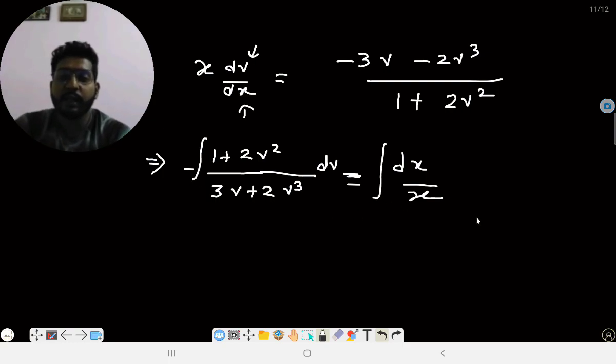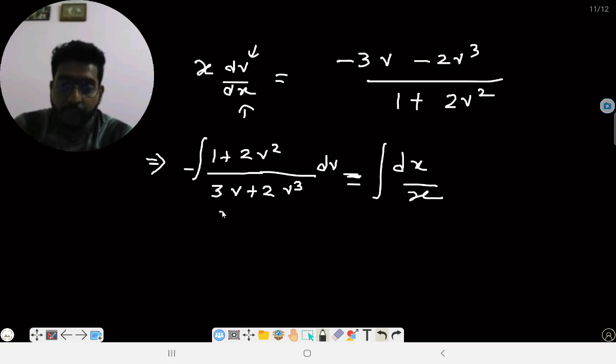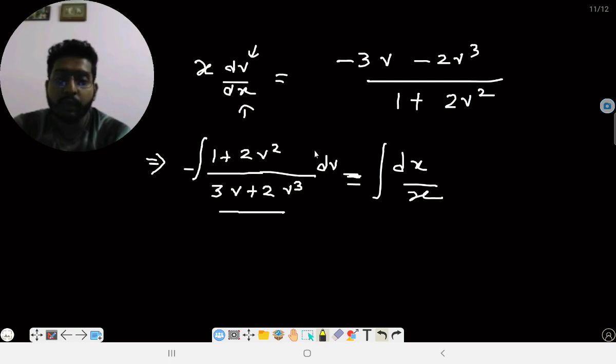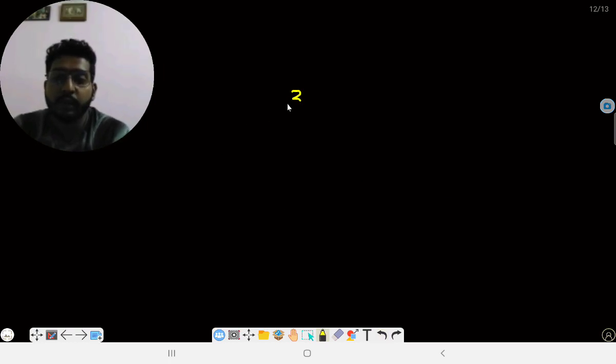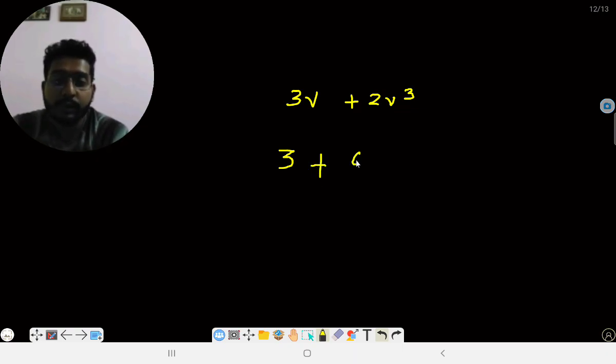Now on the right hand side, it is very easy, the integration of 1 by x will be log mod x. Now what will be the left hand side integration? It looks complicated. Now how to solve this one? Look at the denominator, 3v plus 2v³. If I differentiate this with respect to v, the differentiation will be 3, because the derivative of v with respect to v is 1, plus 6v². Now if I take 3 out, it will be 3 into 1 plus 2v².